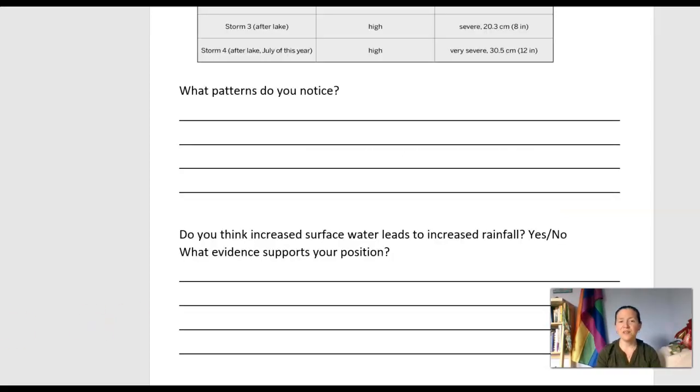All right, so hopefully you were looking at the data as well, and maybe you came to the same, or maybe you came to a different conclusion based on your interpretation of the data, and hopefully you've filled out some of this packet. What patterns do you notice? And also the question, do you think increased surface water leads to increased rainfall? So that data table could provide evidence to complete those two sections.